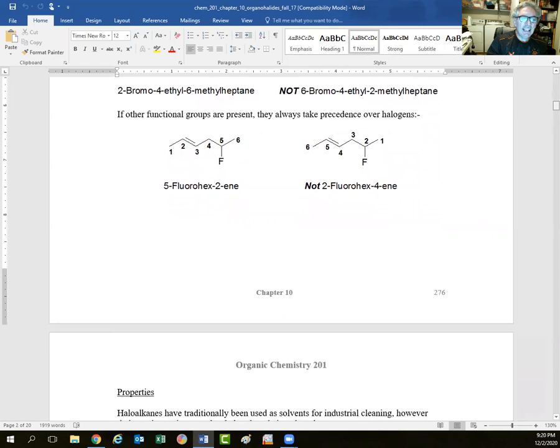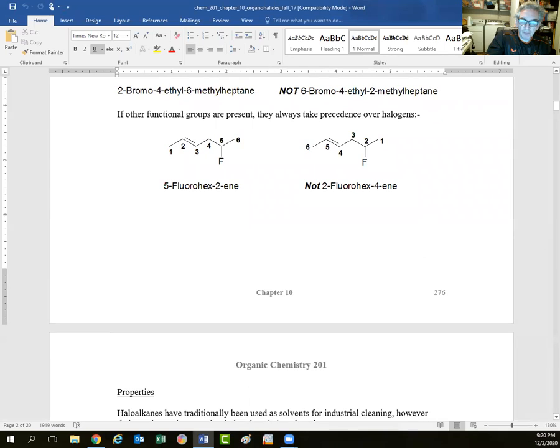So if there's any other kind of functionality present, like a pi bond for an alkene or an alkyne, then that takes precedence. So with a double bond, it's really an alkene derivative, as we looked at before, or with a triple bond, it'd be named as an alkyne derivative.